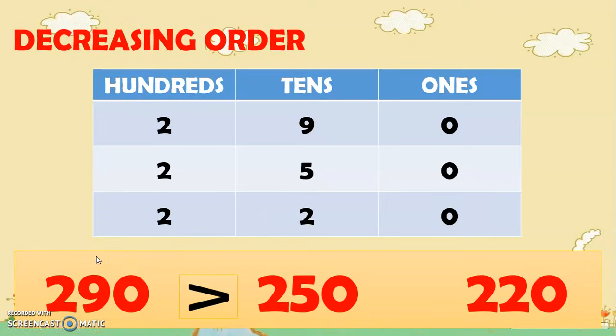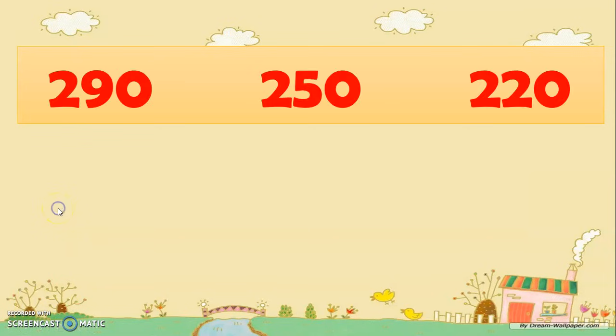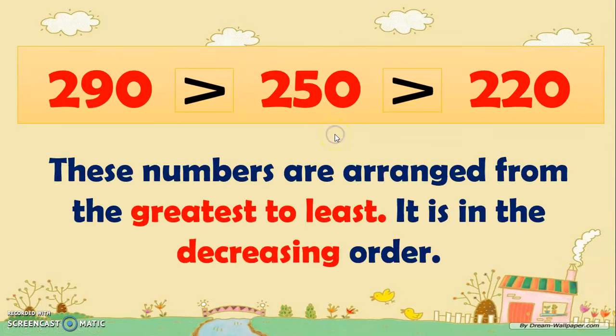So now we can see that 290 is more than 250 and 250 is more than 220. And the answer is 290, 250, and 220 because 290 is more than 250 and 250 is more than 220. These numbers are arranged from the greatest to least. It is in the decreasing order.